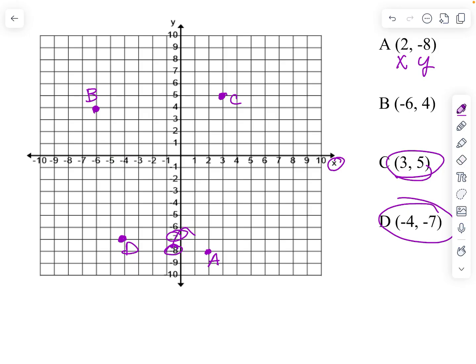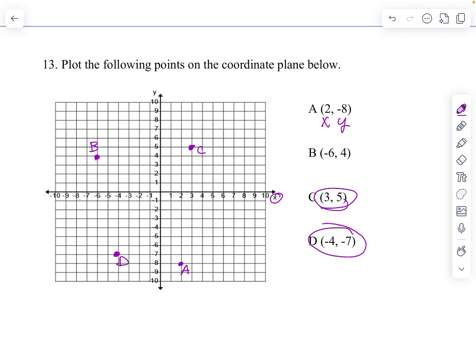So that's the whole review sheet. So this is what you can expect to see on your test. If anyone has any questions, you can message me throughout the day.